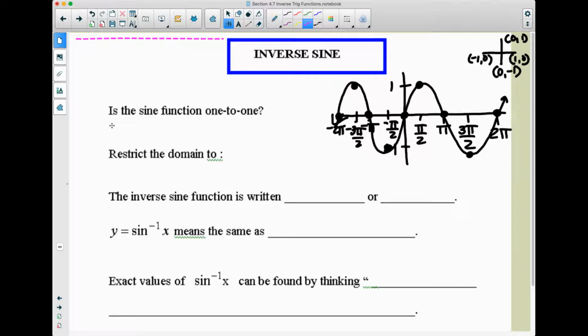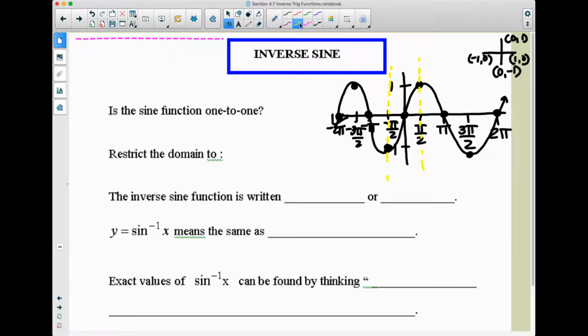From where to where? It's negative pi over 2 to pi over 2. Yeah, negative pi over 2 to pi over 2. What that does is give me an option of all of my negative answers and also my positive answers. We always want to use that first quadrant, okay? So once we have restricted the domain, we're good. We're set. That is it. That is what we are restricting it to.